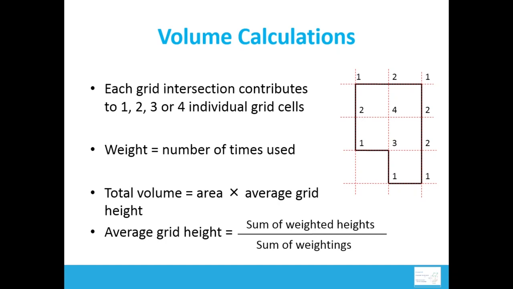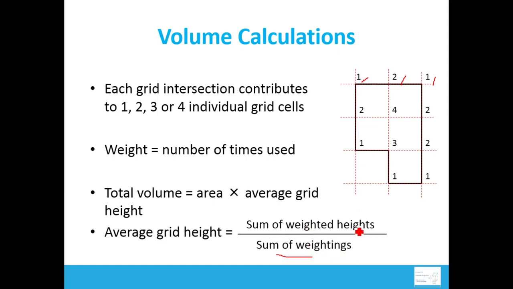Don't forget our aim. We're doing all of that to get the average height of the excavation. Once we have the average height, we can find the total volume of the soil to be excavated using this rule. The total volume is the area times the average grid height. The average grid height is the summation of the weighted heights divided by the summation of the weightings. The summation of the weightings is the summation of all of these numbers, 1 plus 2 plus 1 plus 2 plus 4 plus 2, etc.